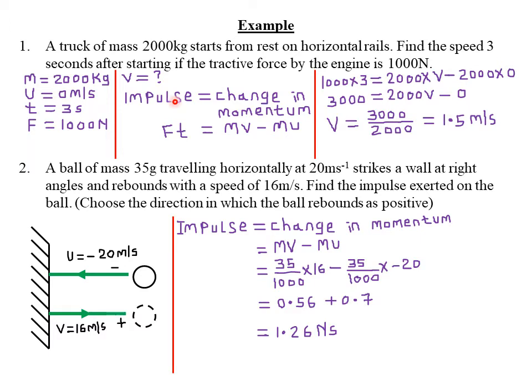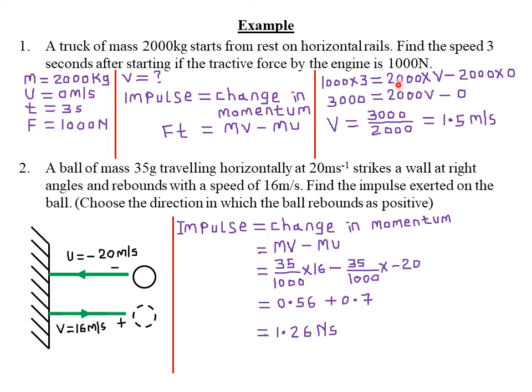We know that impulse is equal to change in momentum. Because we have F and t, we just substitute the values. The force is 1000 newtons, multiplied by the time for this particular motion or journey, which is 3 seconds. So 1000 times 3 seconds should be equal to the change in momentum. We know that change in momentum means the final momentum subtracted from the initial momentum. The final momentum is mv, that is the mass of the body times the final velocity of that body, which we are required to find.